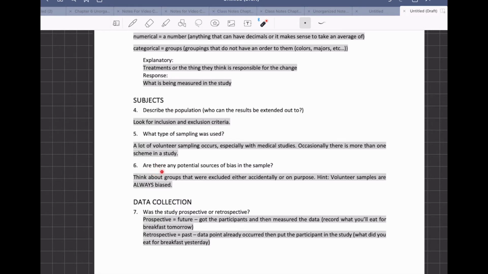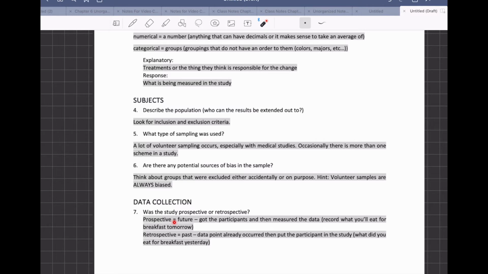Number 6, are there any potential sources of bias in the sample? Think about groups that were excluded either accidentally or on purpose. For example, here, volunteer samples are always biased. Well, we can say that, we're considering here that volunteer samples are always biased. But anyway, if we do a randomization correctly, and the sample is representative, large enough, random, we can avoid that.